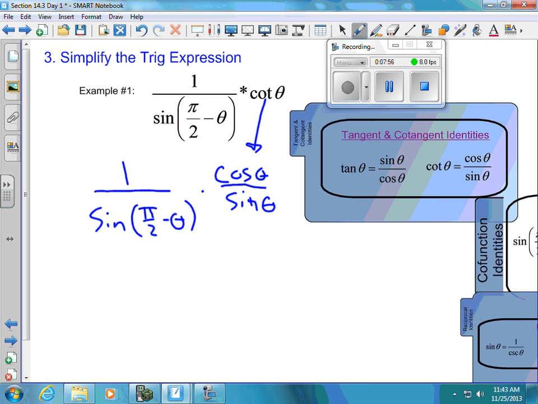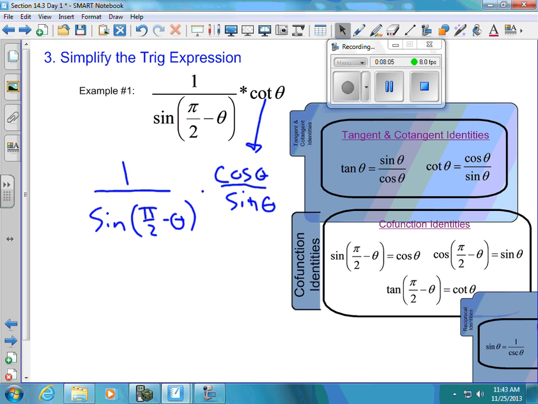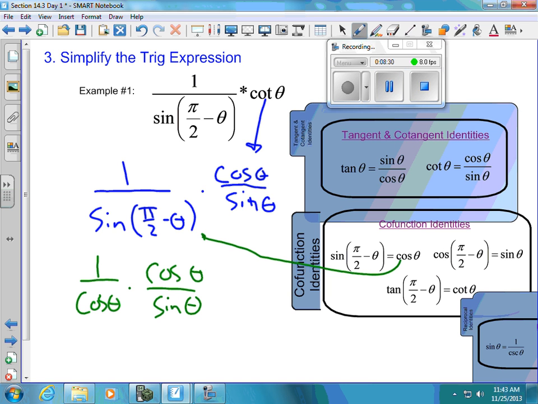You say, well, that really hasn't done anything yet. But then I see I have the sine of pi over 2 minus theta. So let's see if we have something up here that might be useful. And I think, in fact, we do. It says sine of pi over 2 minus theta is just equal to cosine. So I'm going to swap out sine of pi over 2 minus theta for cosine. I'm going to put that in over here: 1 over cosine of theta times cosine of theta over sine of theta.